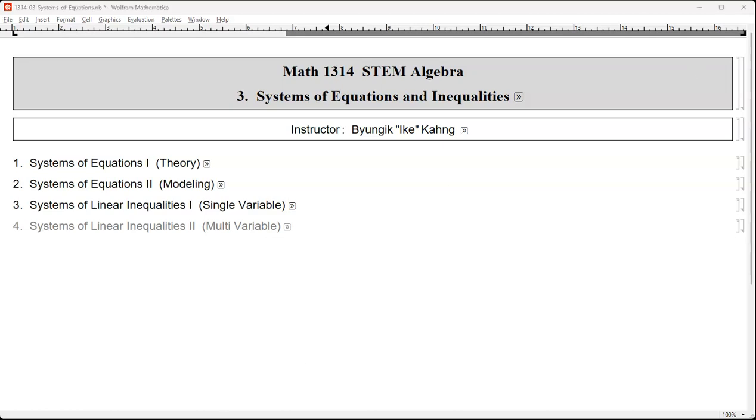That completes section 3, and we have section 4, but that's going to be an optional section, optional video, only for interested students.